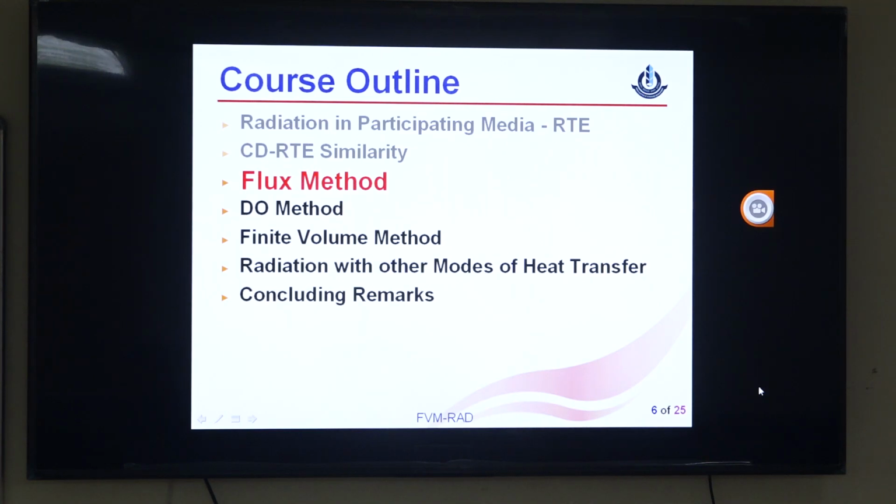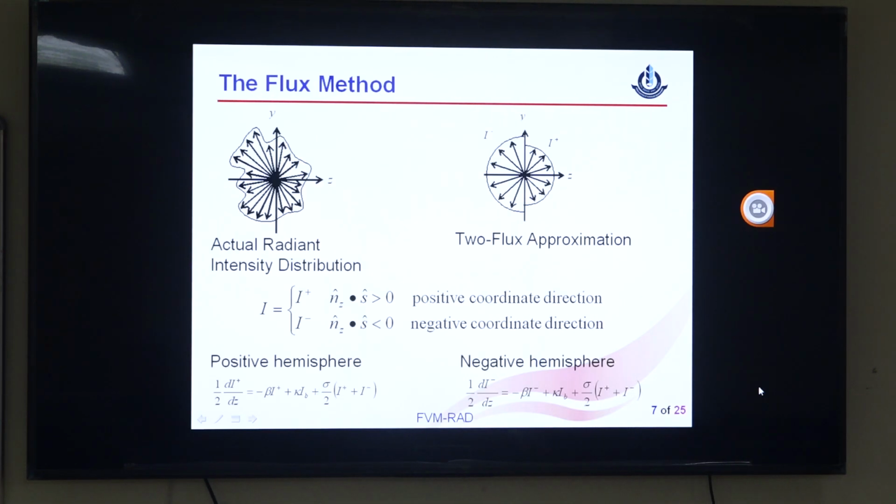Then coming to the flux method. So that is the very first method; long back in the 1970s people developed this flux method. This actually simplifies the original problem to a great extent, because in the original format it is quite complex.